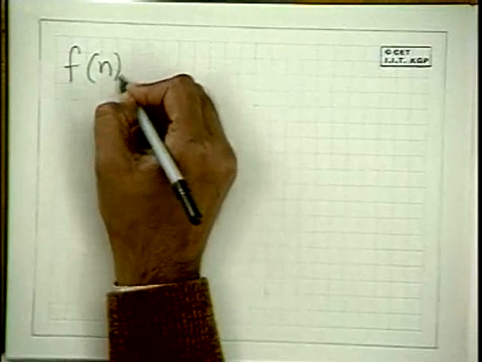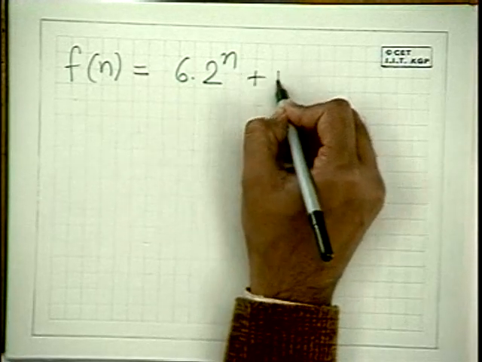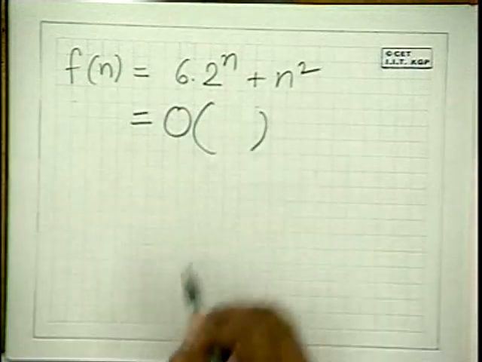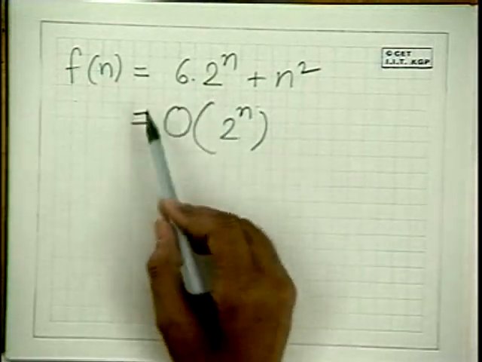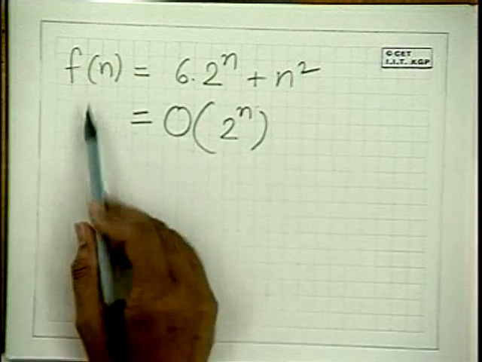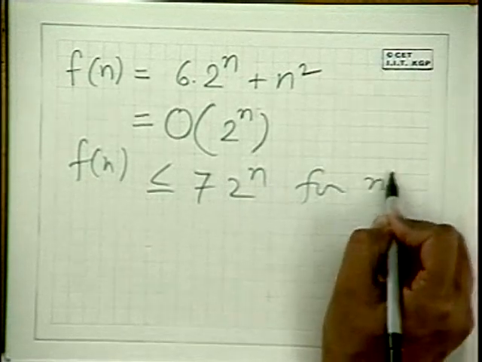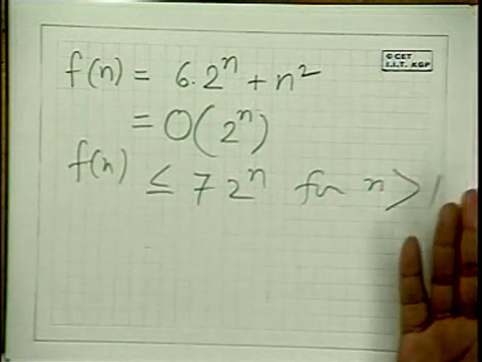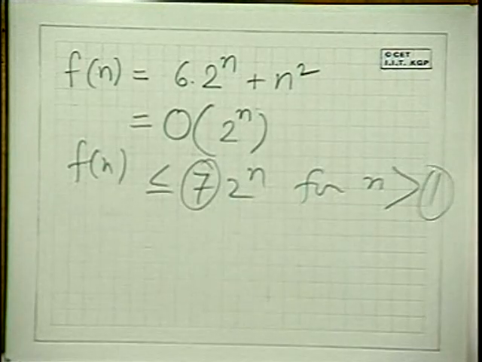Let me take another example. Say f(n) is equal to 6 times 2 to the power n plus n square. Can you tell me what should be the order? Order of 2 to the power n, because definitely I'm not going to write everything here. You can say that f(n) is less than or equal to 7 times 2 to the power n for n greater than some value. You don't need to prove this, this is obvious. So you have found c equal to 7, and f(n) is order of 2 to the power n.